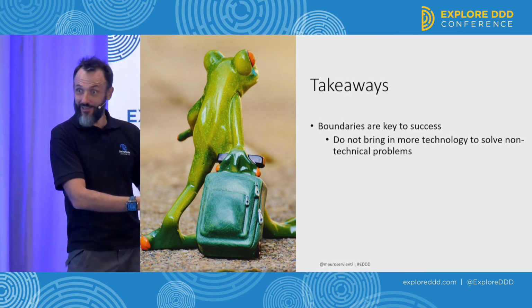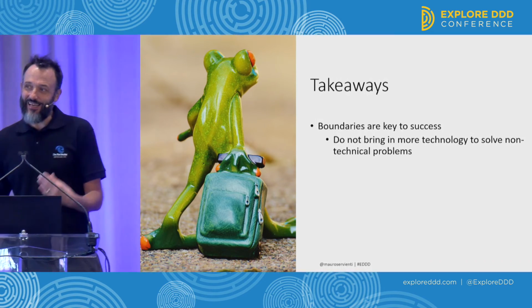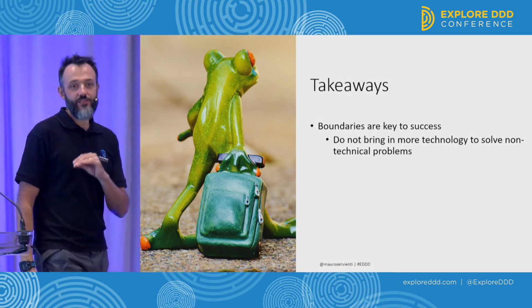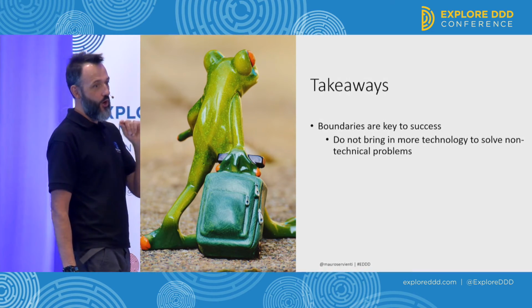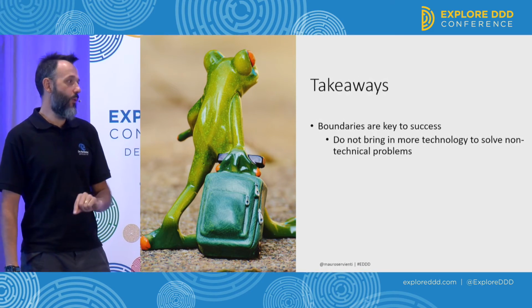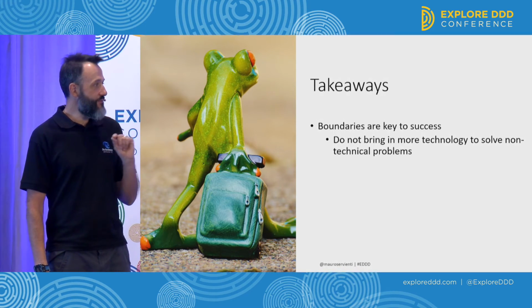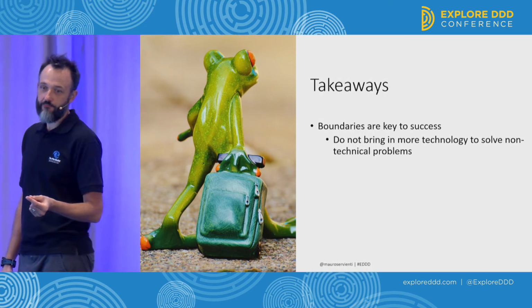Distributing a monolith can only be worse. So the other thing is that every single time you're faced with, we need more technology to solve this problem, go back to the whiteboard. You might find that you defined your service boundaries in the wrong way.